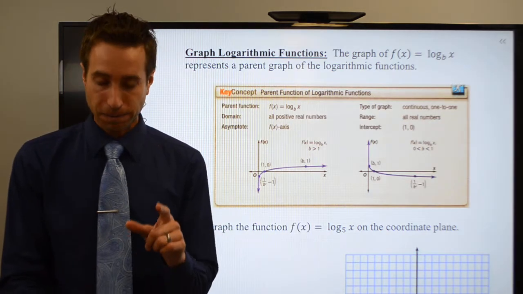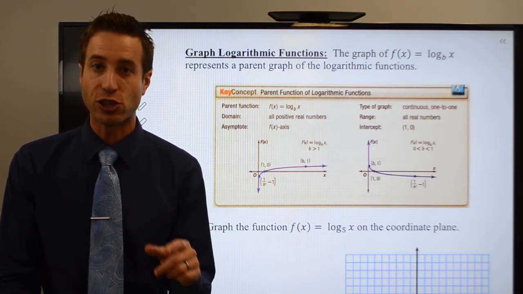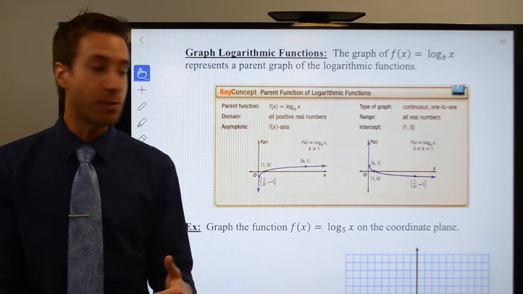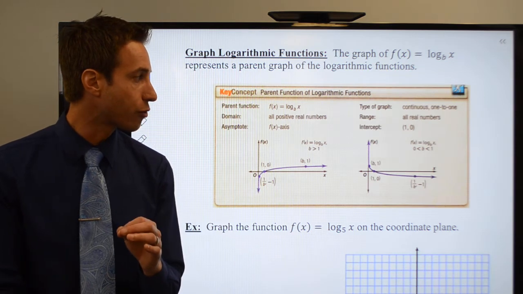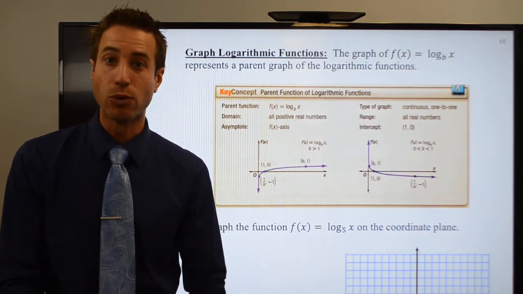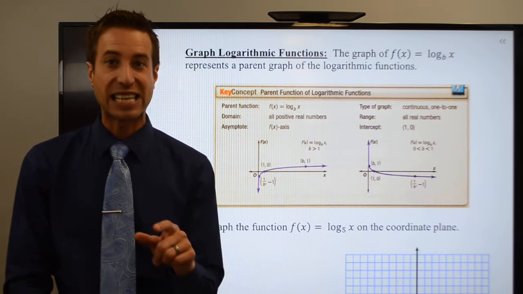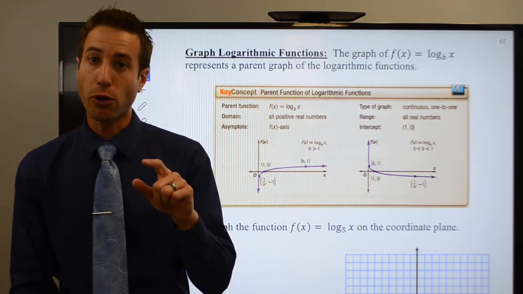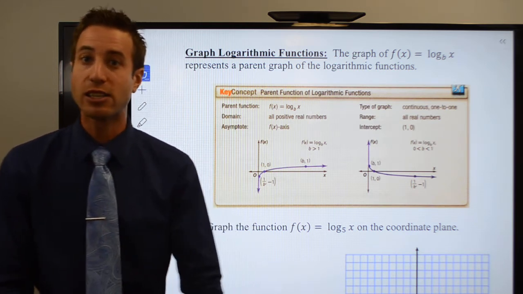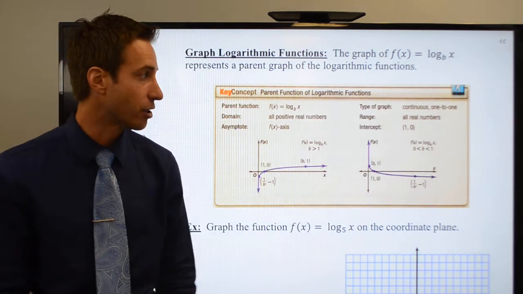Remember, when we graphed exponential functions, all exponential functions without transformations went through the point 0, 1. Well, all logarithmic functions, as long as there are no transformations, are going to go through the point 1, 0. Remember, when it comes to inverse functions, you switch the x and y value. Since exponentials go through 0, 1, logarithmic functions will go through 1, 0. You switch the domain and range value. So as long as there's no transformations, all logarithmic functions go through the point 1, 0.